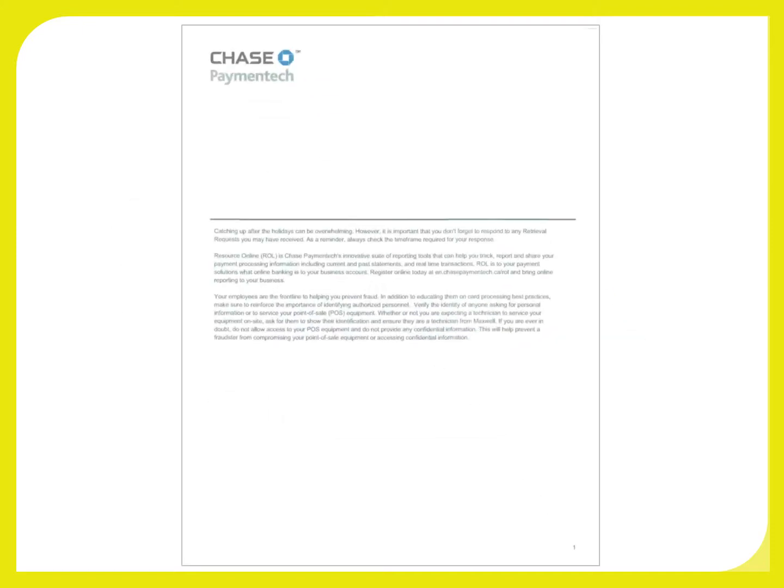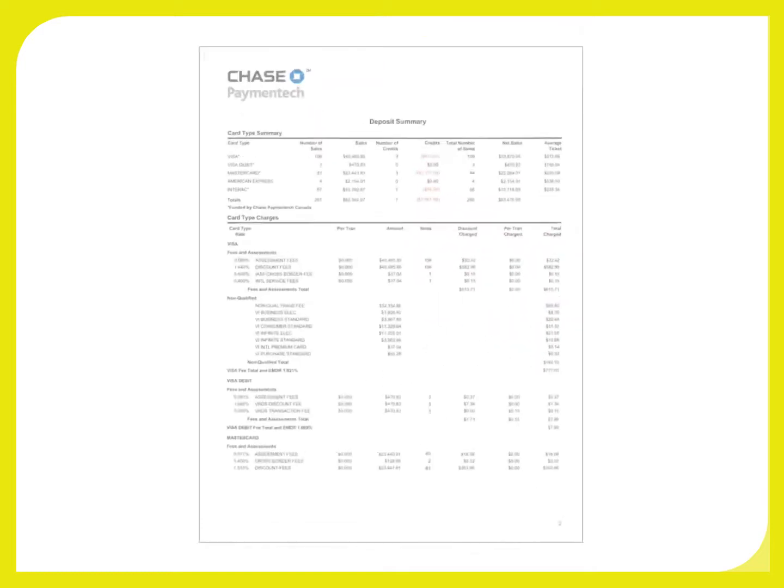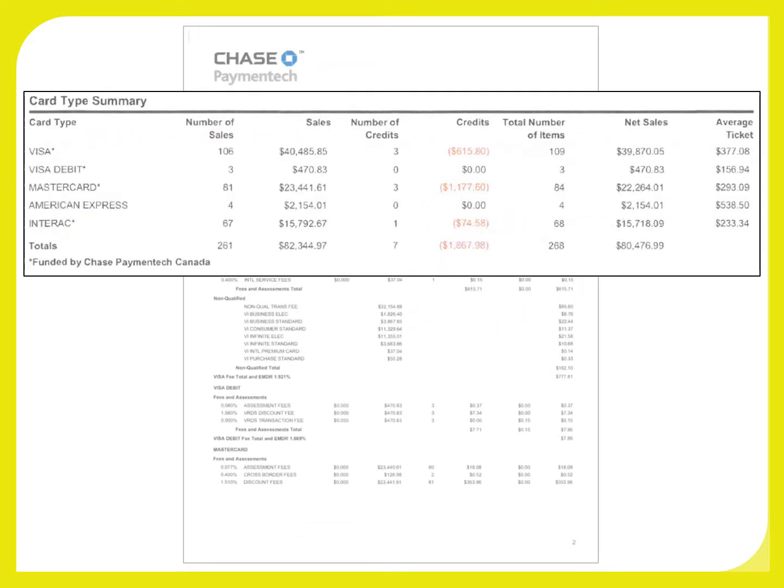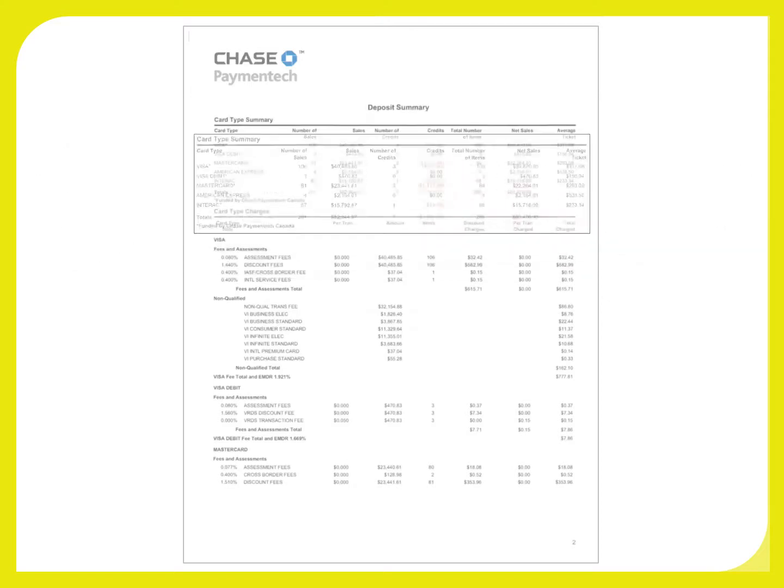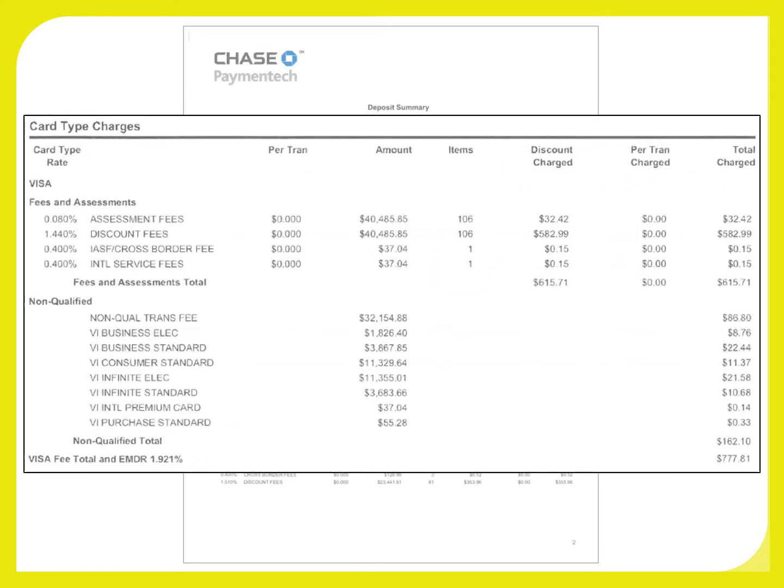This is your Chase Paymentech statement. The first page is informing you of any information or rate increases that may be relevant to your account. On page 2, under Card Type Summary, you'll find a breakdown of the types of cards you've accepted, the volume, and average ticket price. Next, you'll see the section Card Type Charges. This shows a breakdown of the fees charged by Visa, as well as the profit that your processor makes.